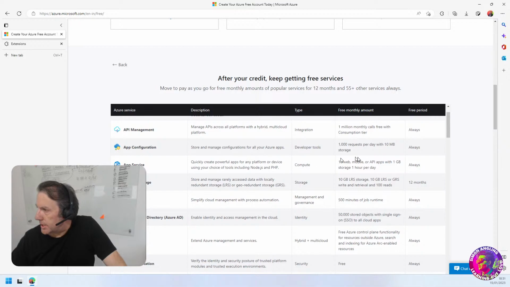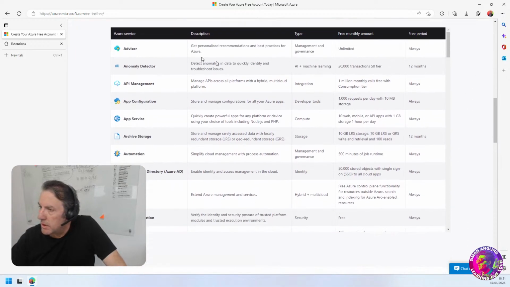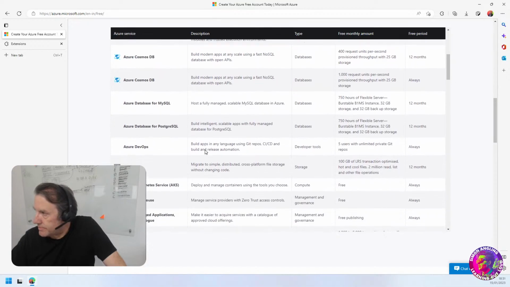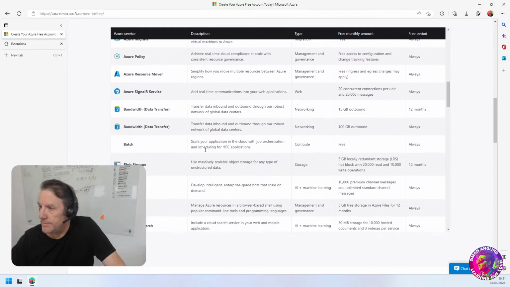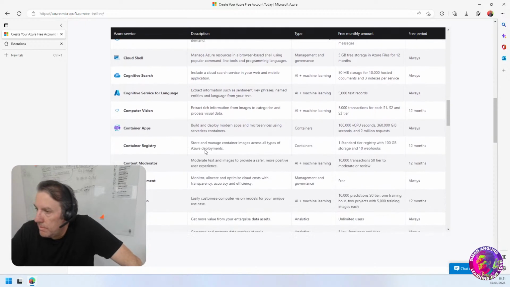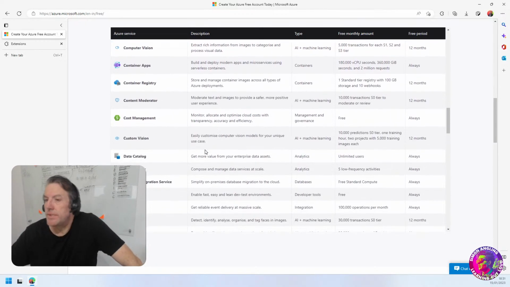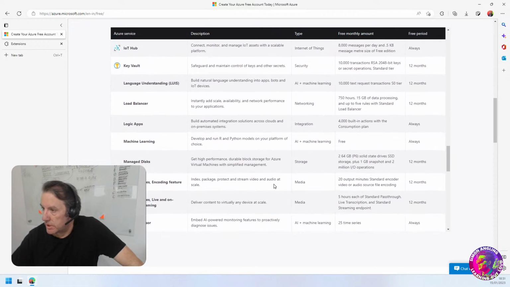Okay, so this is a list of everything that we get. Advisor is always free. Anomaly detector for 12 months. API management, always free. Within these parameters, and so on. There's a lot here. So whether you're using these free services to learn or whether you want to use them to build something for your business or for fun, then we can always utilize these free services. There's a lot available here.